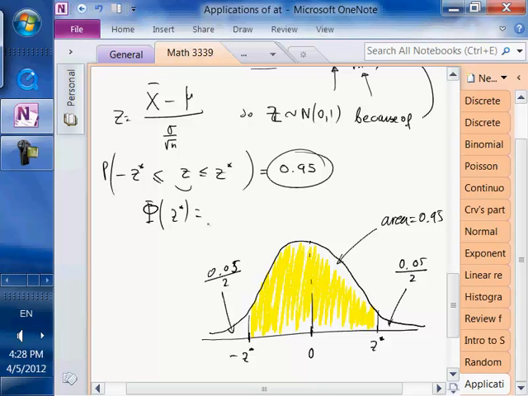So that phi of Z star should be equal to 0.025, and that actually allows us to find what is Z star. We'll look it up on the tables. What is the value for Z star? The appropriate value for Z star.